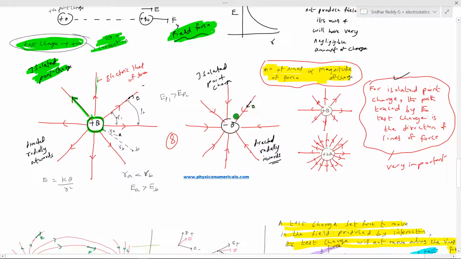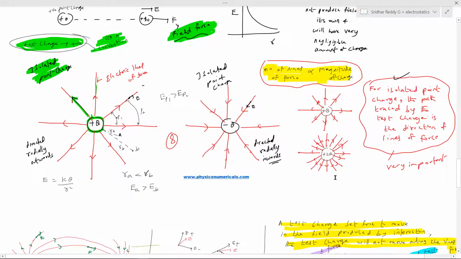Similarly, if you release it for the negative point charge, earlier it will be here, then it will come here, then here, and then here. So the test charge again will be moving along the lines of force only. So for an isolated point charge, the path traced by the test charge is the direction of lines of force. I think it's correct. Strictly, this is mentioned for an isolated point charge only.